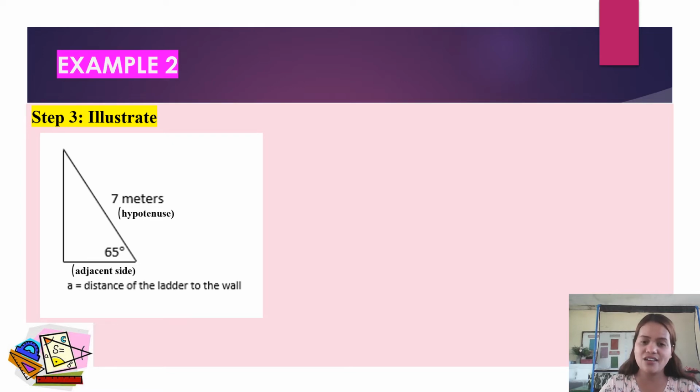Is it sine, cosine, or tangent? Okay, very good. That is cosine because we have adjacent and hypotenuse. Do not forget the mnemonic term, SOHCAHTOA. So, based on the given, we have the adjacent and the hypotenuse, so we're going to use cosine theta.